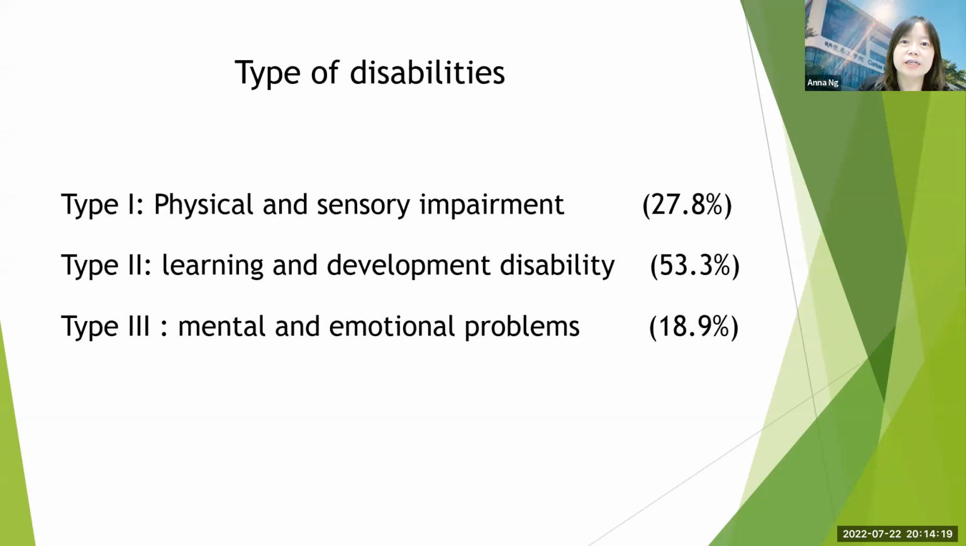We further analyzed the data, trying to group them into different types of SEN. There are 3 types of SEN. The first one is physical and sensory impairment, and learning development disability is the second type. More than half of the respondents are of this type 2. Type 3 is the mental and emotional problem type.